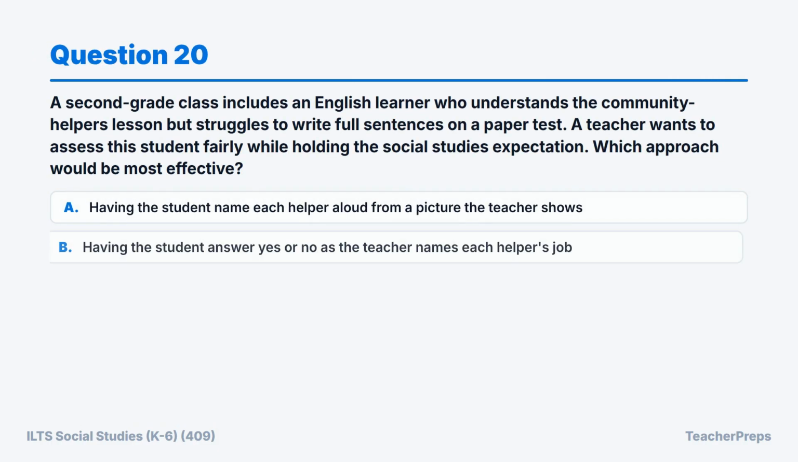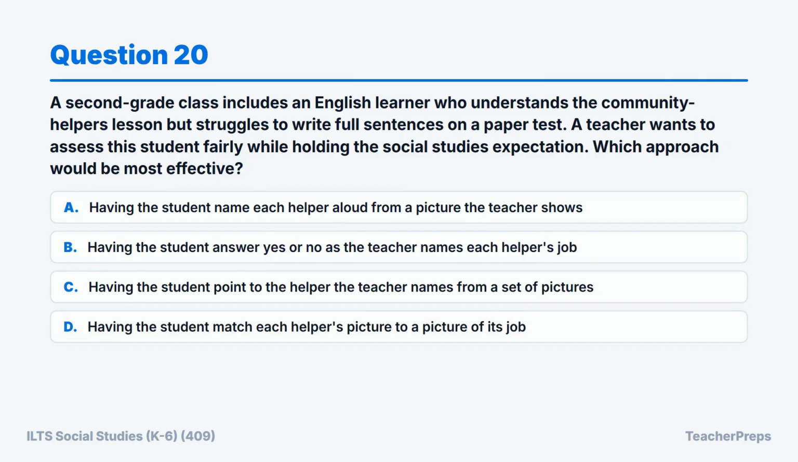Question 20. A second-grade class includes an English learner who understands the community helper's lesson but struggles to write full sentences on a paper test. A teacher wants to assess this student fairly while holding the social studies expectation. Which approach would be most effective? Pause the video and select the best answer.